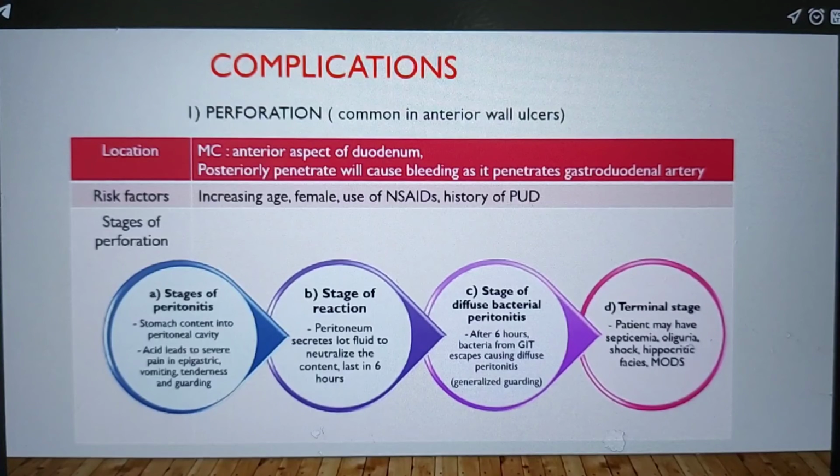So how does the perforation occur? The first one is the stage of chemical peritonitis, where the stomach content spills into the peritoneal cavity. Then acid leads to severe pain in the abdomen, vomiting, tenderness, and guarding. The second stage is the stage of reaction, where the peritoneum secretes a lot of fluid to neutralize the content, and usually this stage lasts about 6 hours. The third stage is the stage of bacterial peritonitis, where after 6 hours, bacteria from the GIT escape causing diffuse peritonitis. So we can find in those patients generalized guarding. And the terminal stage is when the patient develops shock.